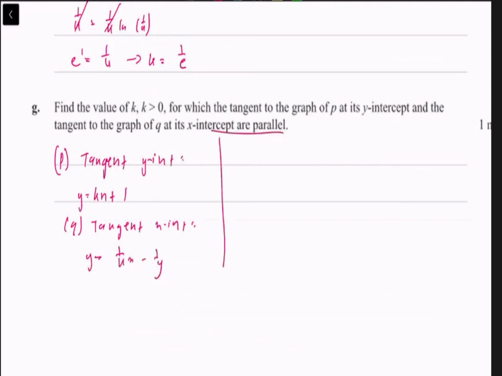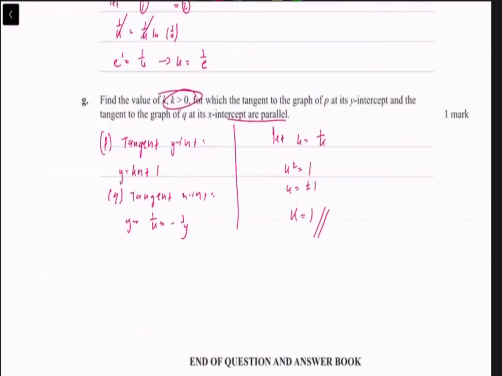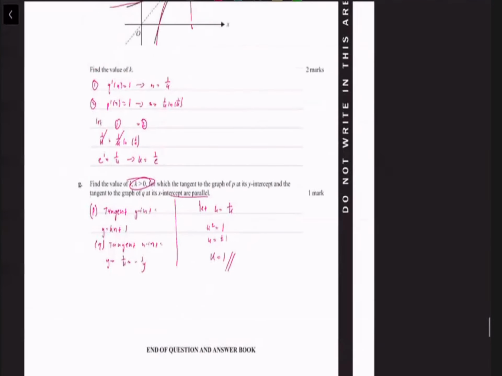The next thing is that they're parallel. If they're parallel, all we needed was their gradients. So just let k equal 1 on k. So k squared equals 1, k equals plus or minus 1. But since k is greater than 0, k equals 1. And that's it.